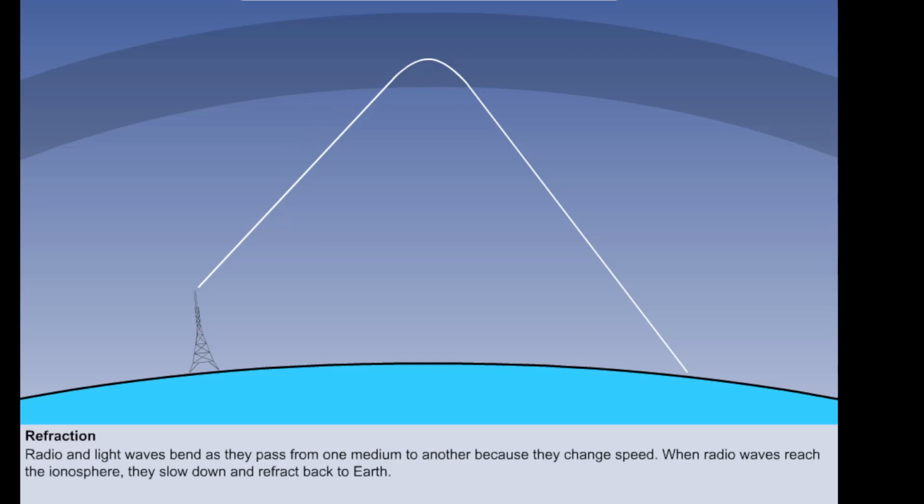This ionospheric refraction is very useful, as it causes the radio wave to bend back towards Earth. Refraction decreases as the frequency of the radio signal increases. We will look at this in more detail shortly.